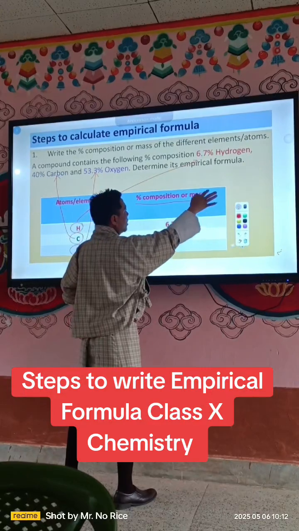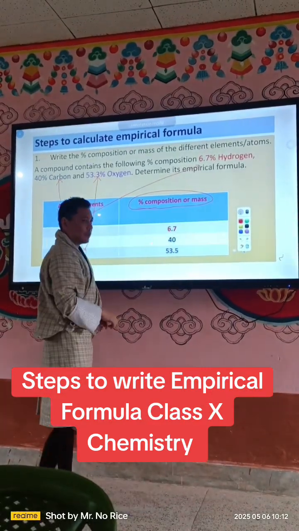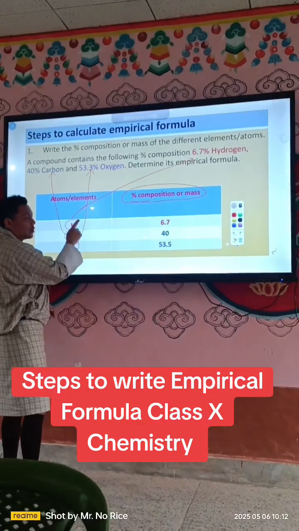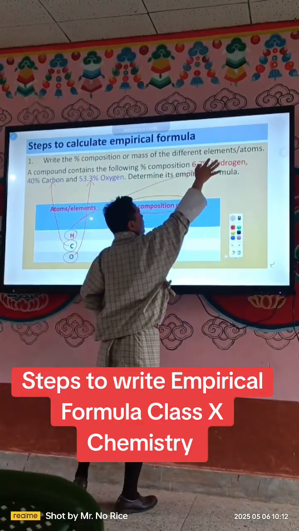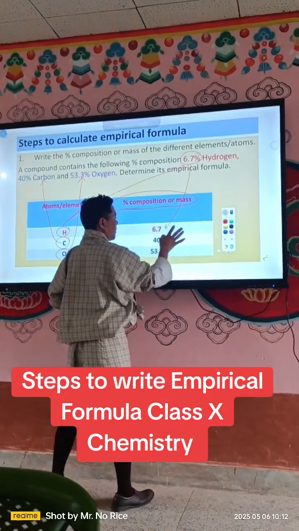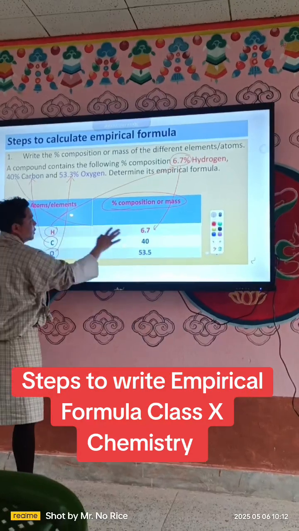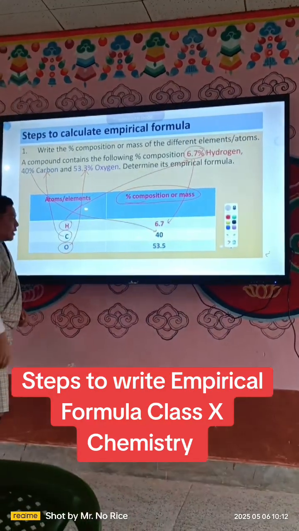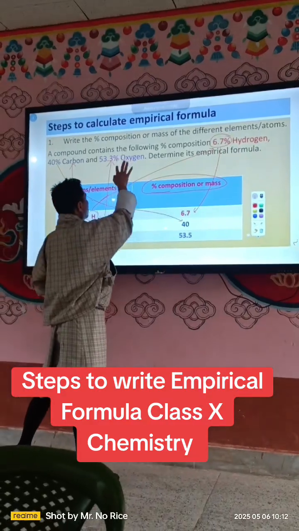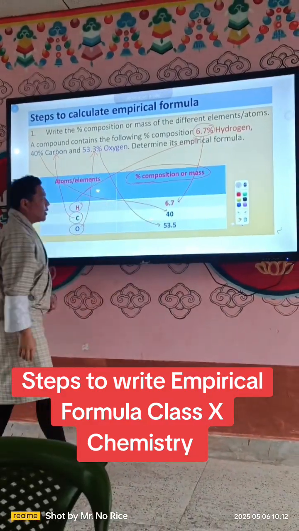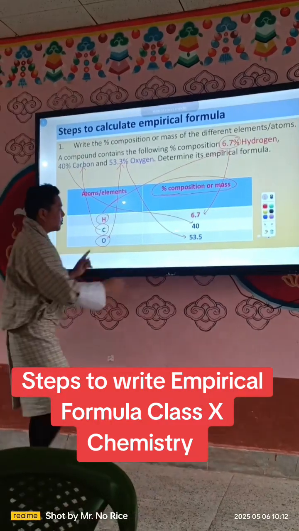You have to write down the percentage composition. So what is the percentage composition of hydrogen in the question? It is 6.7. The percentage composition of carbon is 40. Then the percentage composition of oxygen is 53.3.